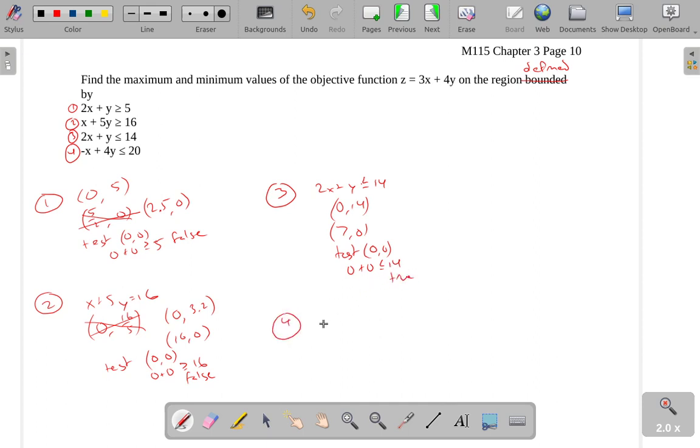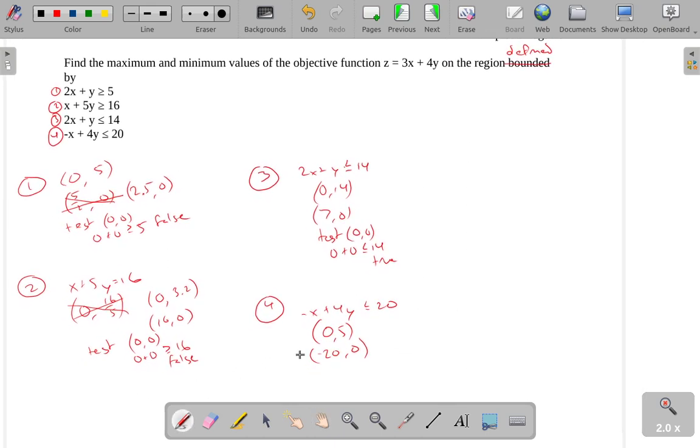And the final line, I'm kind of doing all this stuff ahead of time to make graphing a lot faster. The opposite of x plus 4y is less than or equal to 20. If x is 0, I get 4y equals 20, so y would be 5. And if y is 0, I get the opposite of x equals 20, so that means x would be negative 20. Let's test the origin here. If I plug in the origin, 0 plus 0 is less than or equal to 20. This is a true statement, which means we'll shade toward the origin on that one.